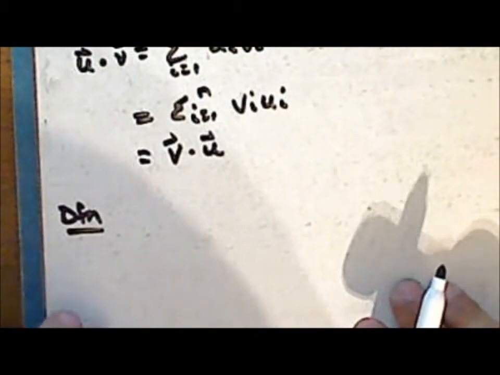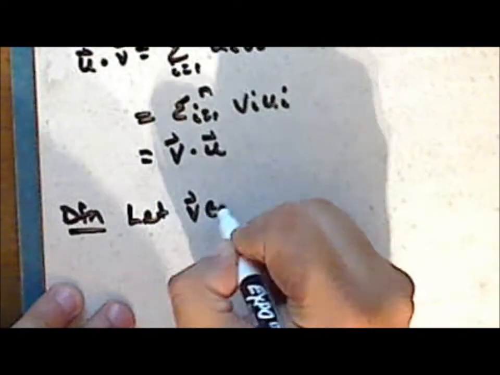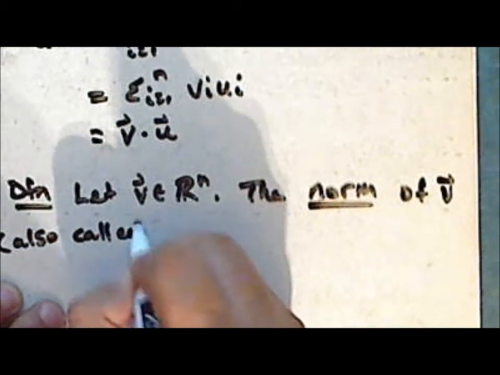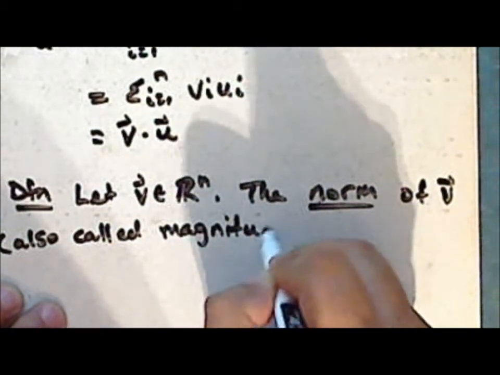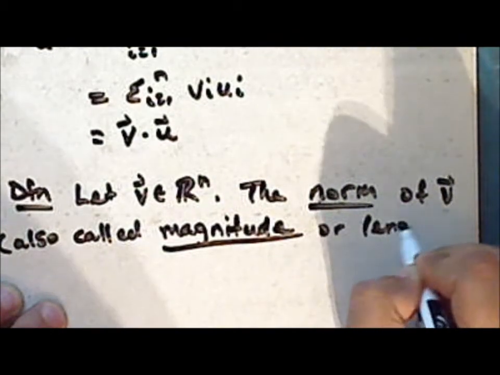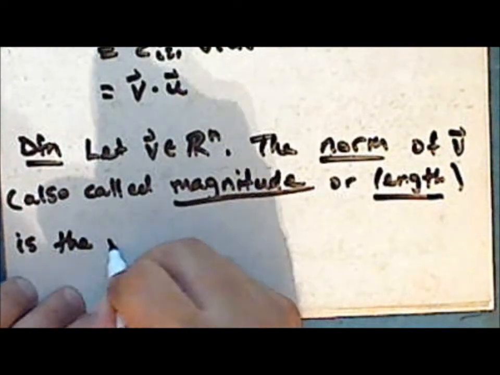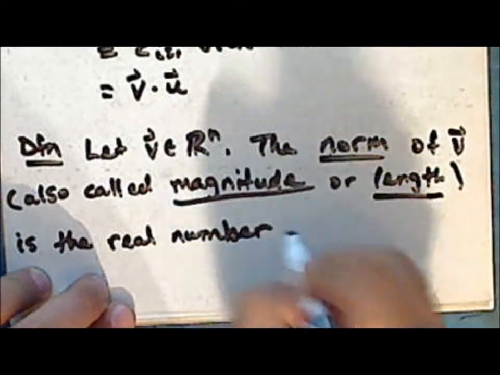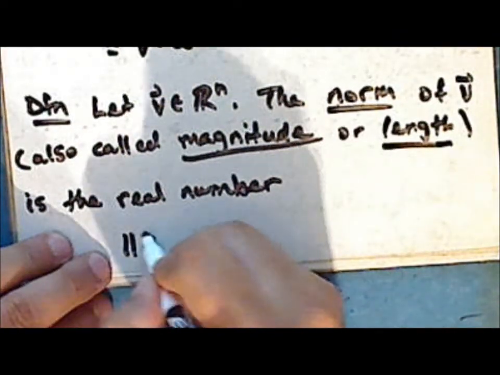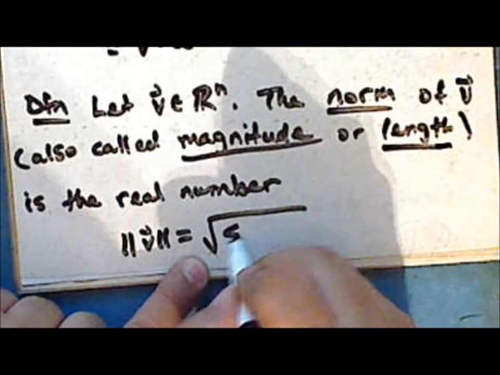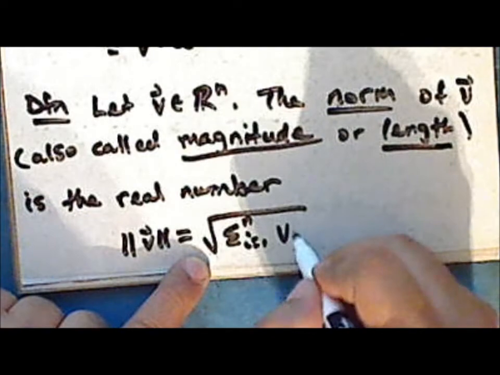New definition. Let v be a vector in n-dimensional real space. The norm of the vector v, the norm is also called the magnitude or length, is the real number which we denote using the symbol for the vector with two vertical bars on either side. This is the square root of the sum of the squares of the components.